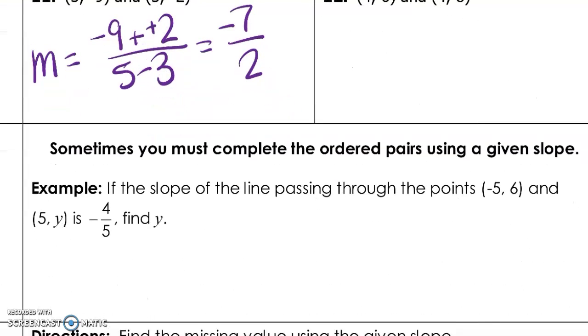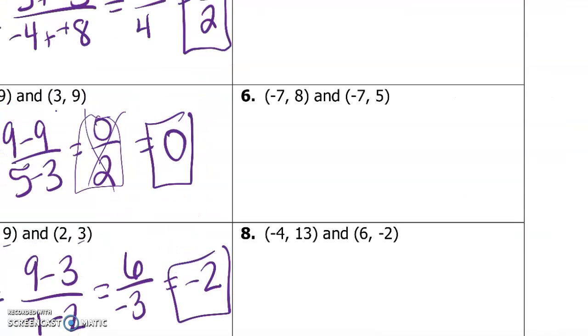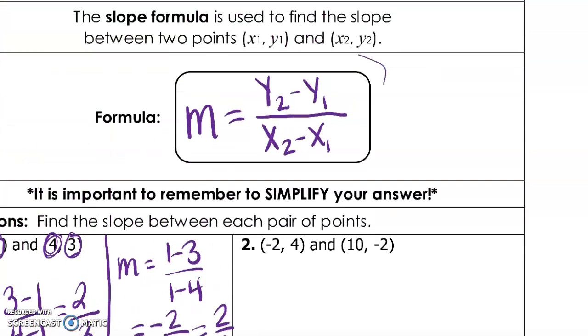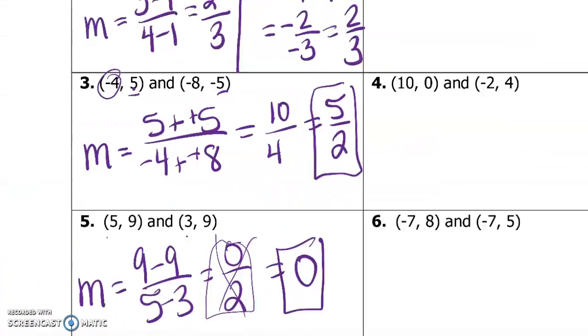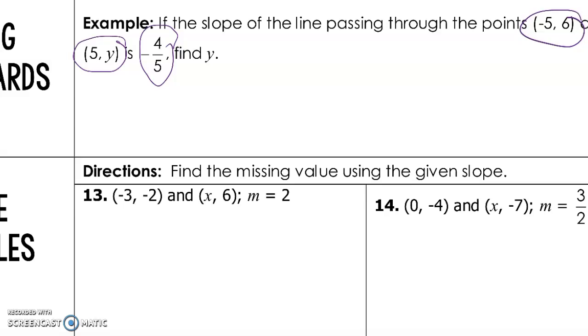Now, with these next ones, you're actually going to go backwards. So what that means is they're going to give you one ordered pair, half of the other ordered pair, and then the slope. So you're going to want to make sure you go back and look at your slope formula. You're just going to plug everything in to your slope formula from the front page. It might be helpful to write it off to the side.